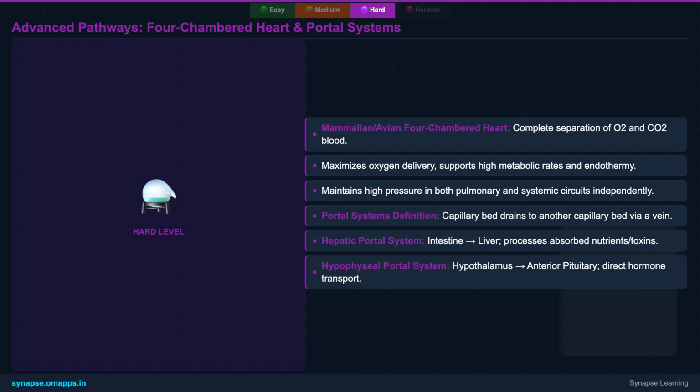Another vital example is the hypophyseal portal system, which connects the hypothalamus to the anterior pituitary gland, ensuring that hypothalamic hormones reach the pituitary in high concentrations, directly regulating its functions. These specialized pathways highlight the intricate design and regulatory capabilities of the circulatory system.